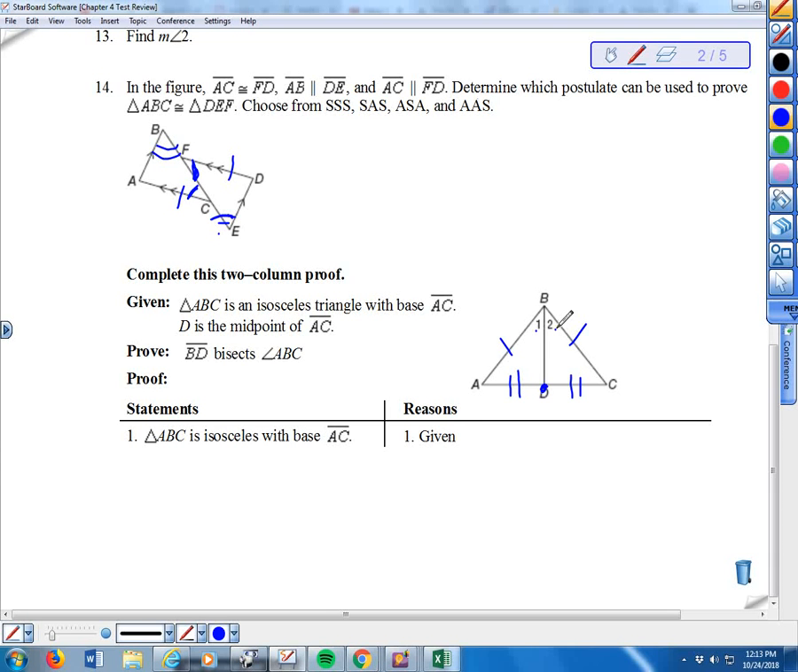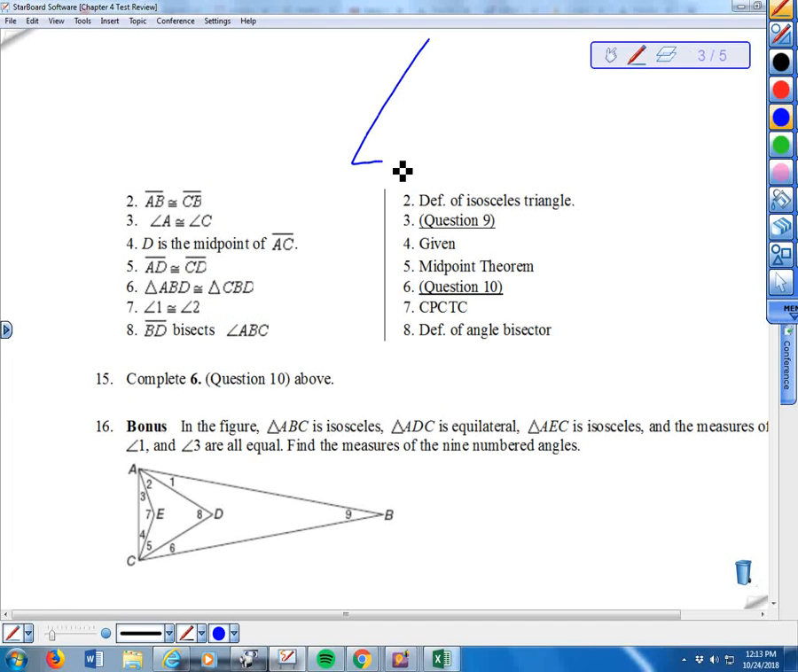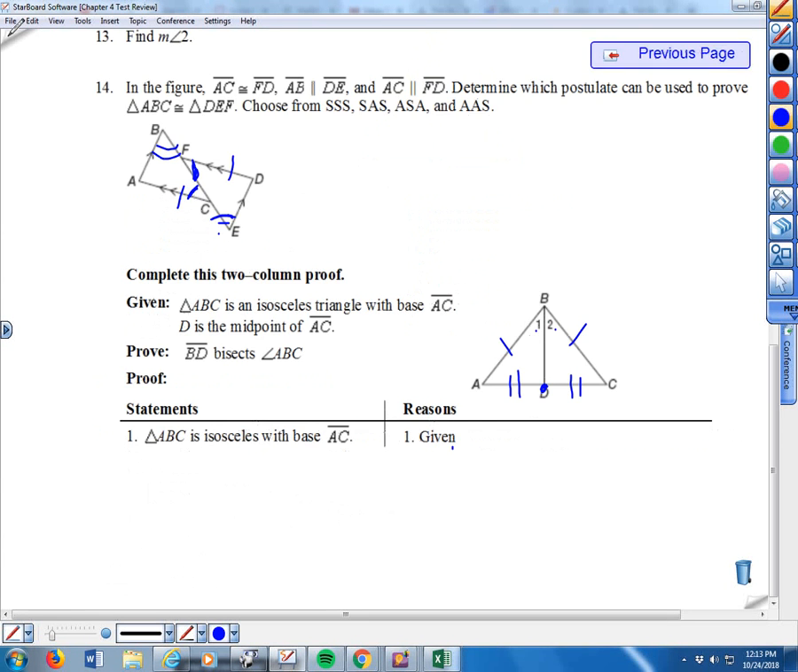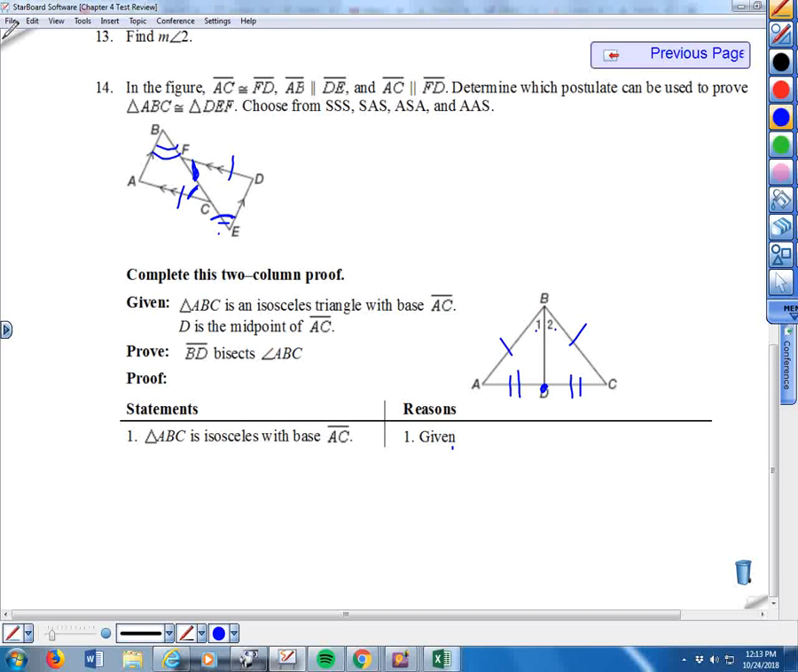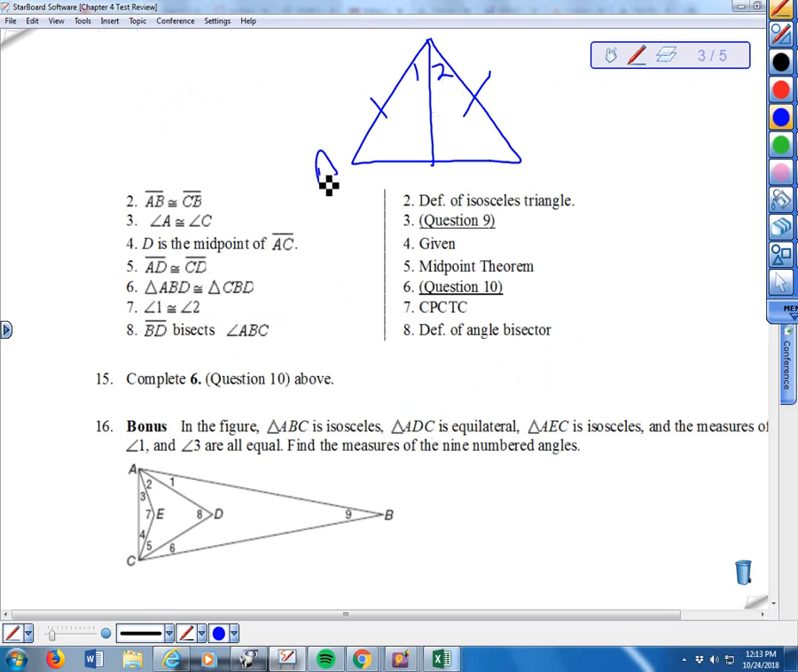So the first thing in the proof is they rewrite the given. And I'm going to mark this up. A, B, C, D. Okay, they tell me this is the midpoint, so I can say this, but I'll have to prove it in the proof. So they say that AB is congruent to CB, definition of isosceles triangle.